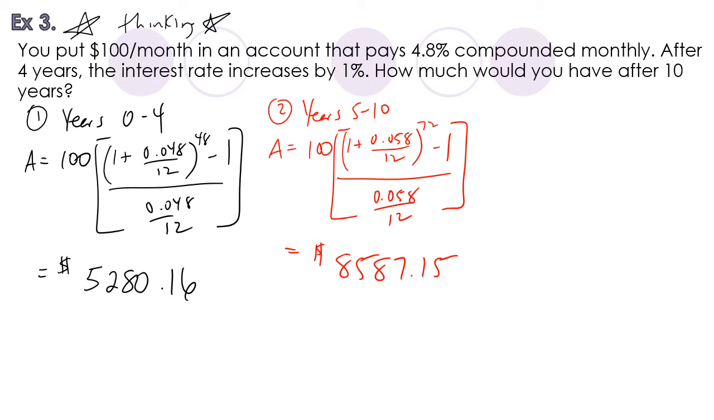So in the first 4 years, you earned just over $5,000. In the next 6, you earned just over $8,000. However, since the interest rate changed, that first bank of money, the $5,280.16, still accrues interest through years 5 to 10. It's just sitting there accruing interest, just like a normal compound interest question. So part C, if you will, to this question is just plain old compound interest.